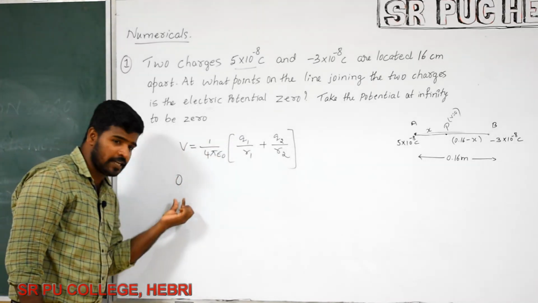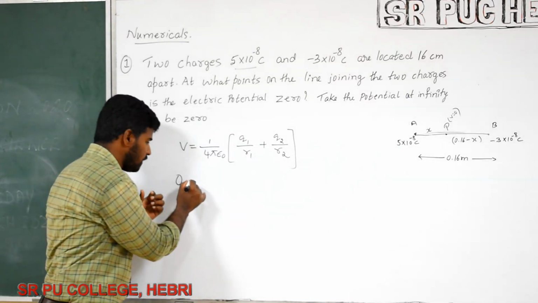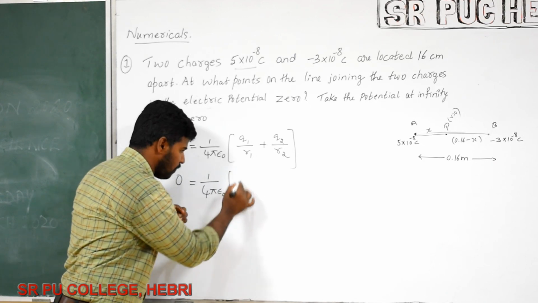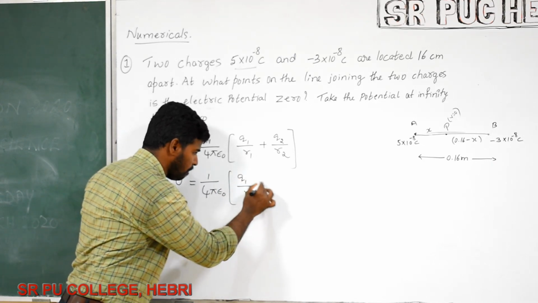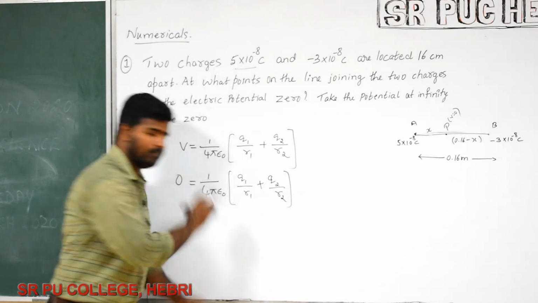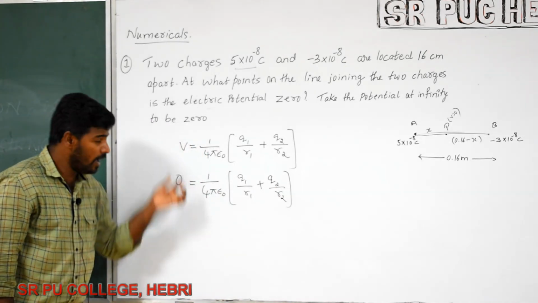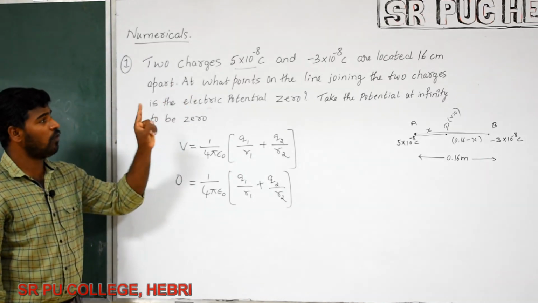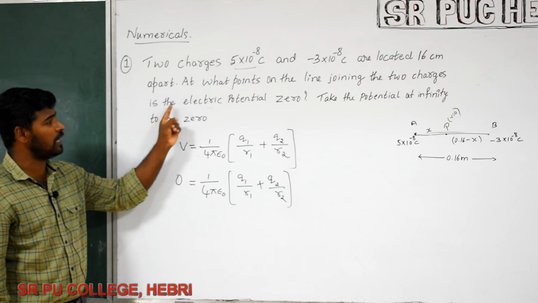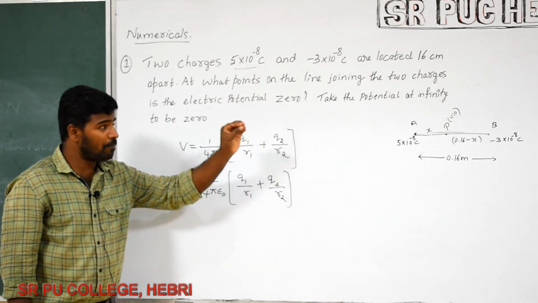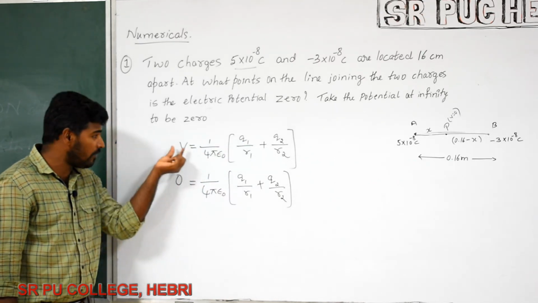So what do you substitute in place of V? You substitute 0. That is equal to 1 by 4 pi epsilon naught times q1 divided by r1 plus q2 divided by r2. Do you know why this equation? Because at the point P the potential is equal to 0. They have asked in the question, at what points on the line joining the two charges is the electric potential 0? We assume the point is P, the point in which the potential is 0, so I substituted in V.